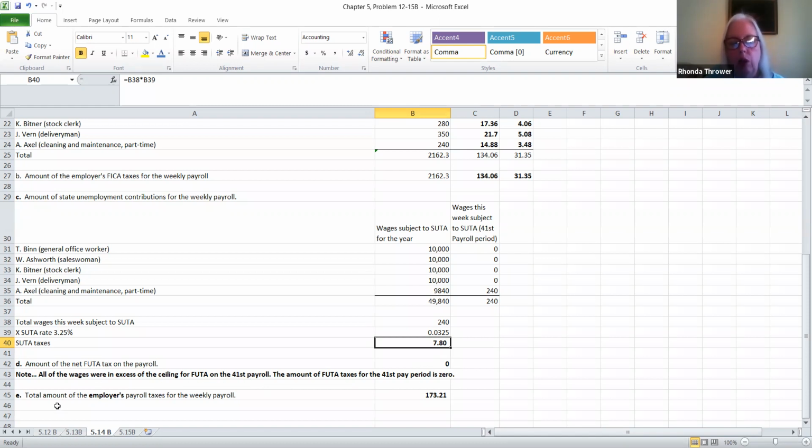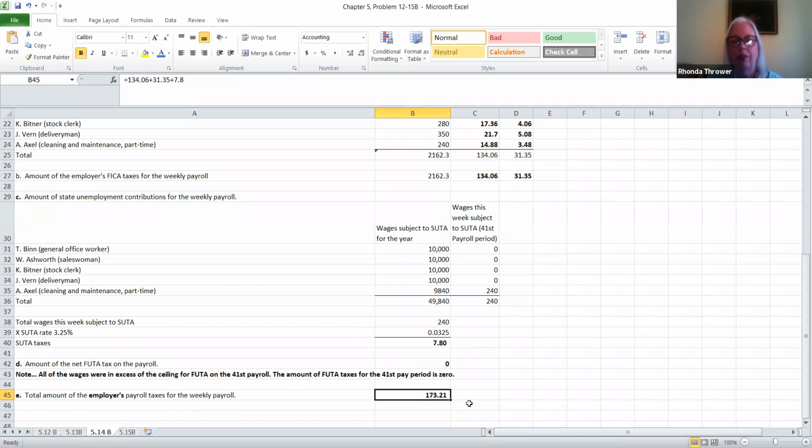Then they want to know the total amount of the employer's payroll taxes for the week. The employer put in OASDI of 134 plus HI of $31.35. And they also put in state unemployment tax of $7.80 for a total of $173.21.